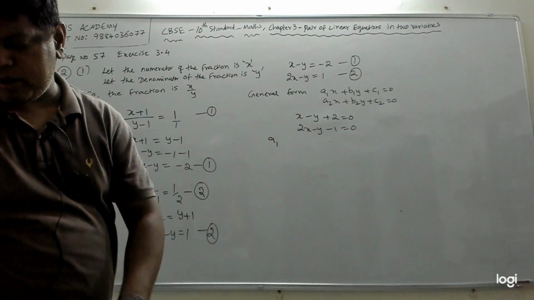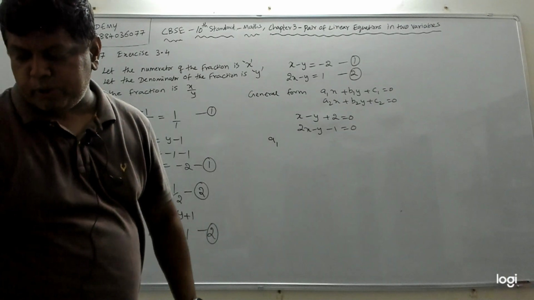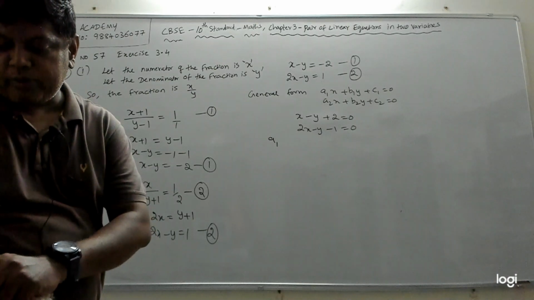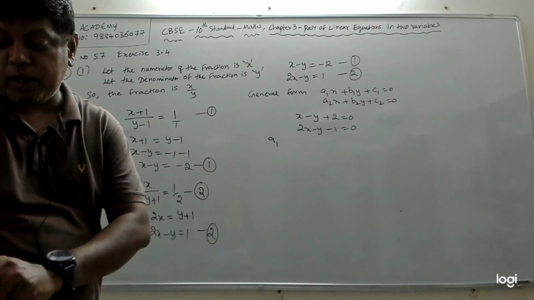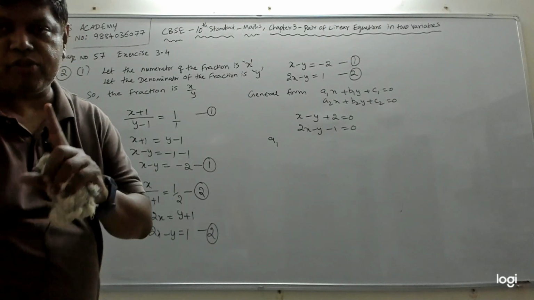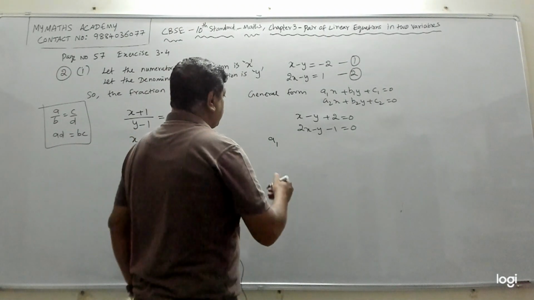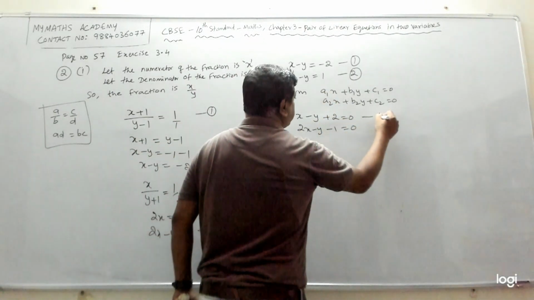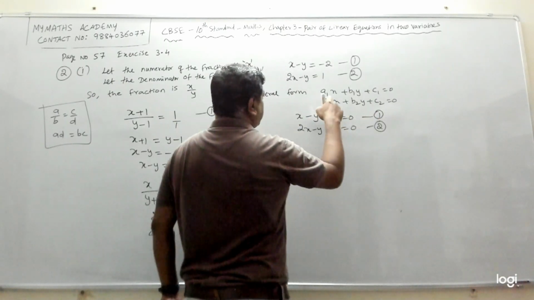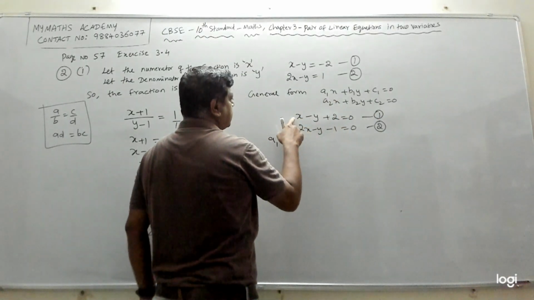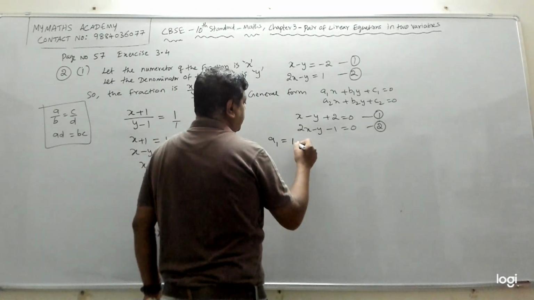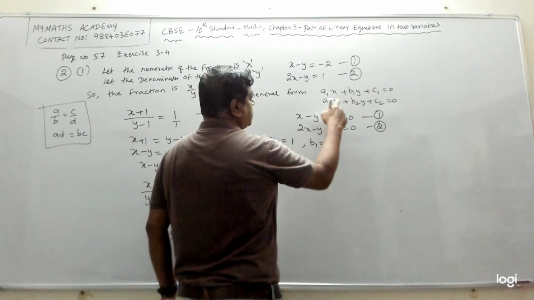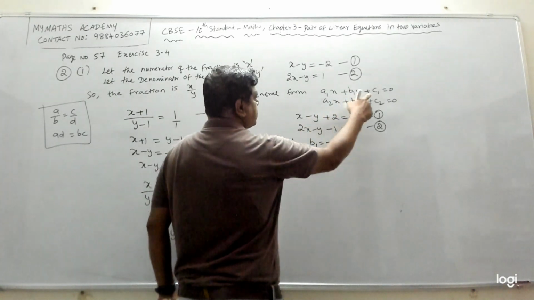Fine. So now we will check the compare-the-ratio condition in table 3.4, page number 46 in your textbook. For that only we are finding a1. What is a1? a1 is the coefficient of x in the first equation. This is your first equation, and this is the second equation. a1 is 1. b1 is minus 1. c1 is 2.